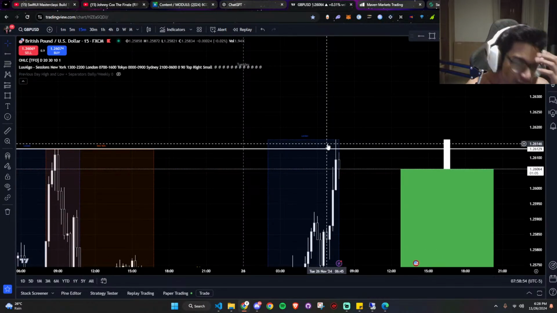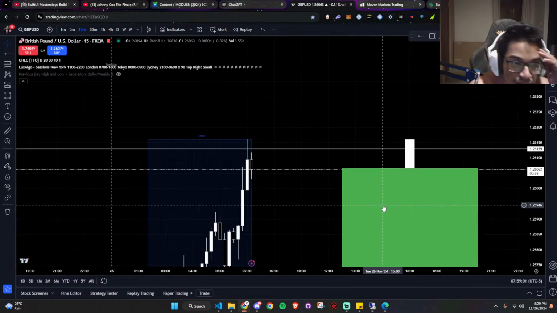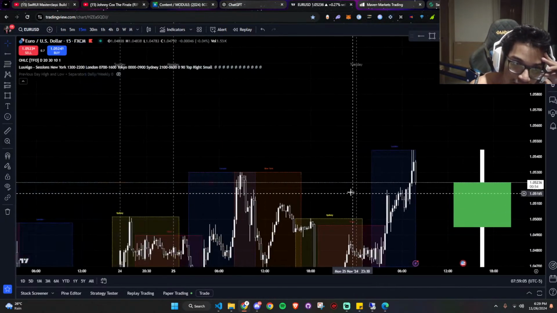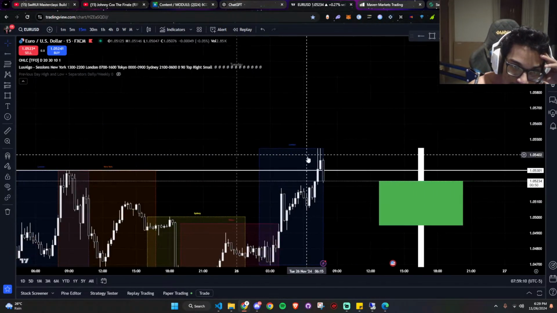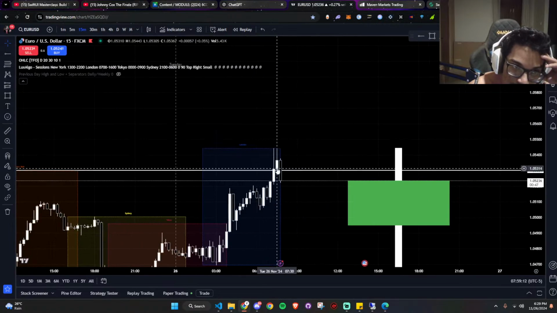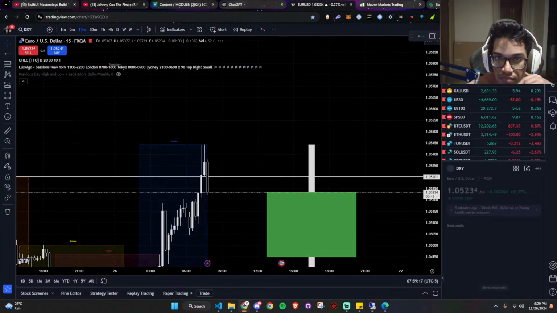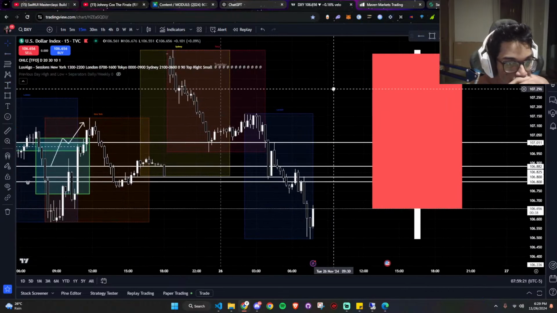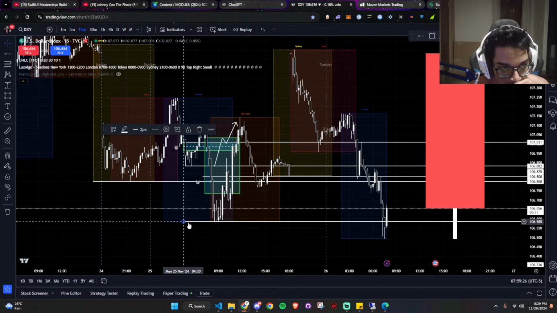This is rejecting this price level. It's rejecting this price level. Man, I really gotta figure something out here. It's rejecting this price level. No, it closed above, which means it's a bullish bias here. Liquidity sweep.